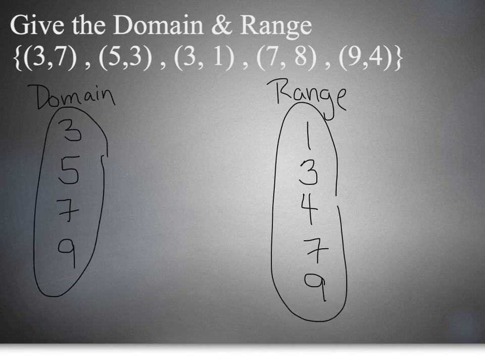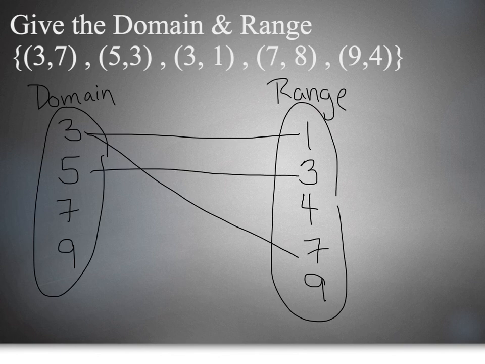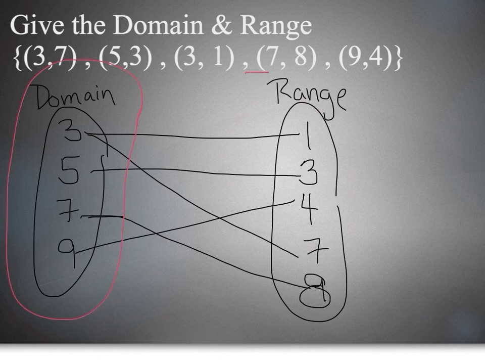Here I'm just going to show you how we map this out. So 3 goes to 7, and 3 goes to 1. 5 goes to 3. 7 goes to 8, which, that 9 should be an 8. 7 goes to 8, and 9 goes to 4. So that's how we mapped it out. My domain is this right here, and my range is that right there.